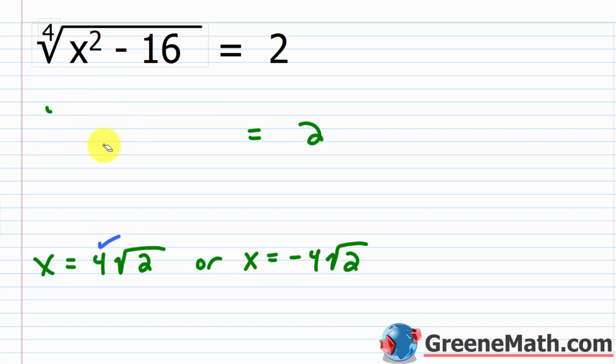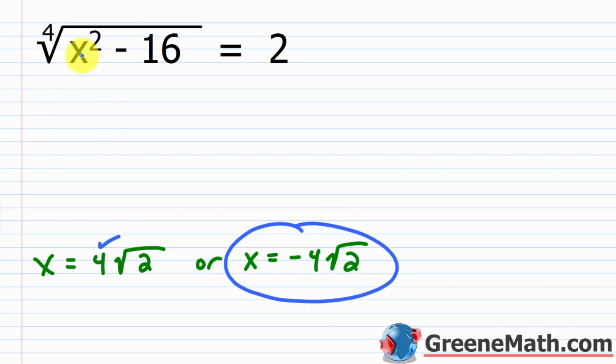Now, you're going to get the same thing when you plug in this guy right here, because the negative there gets squared. Okay? So the negative 4 times the square root of 2, if you square that whole thing, you would again end up with 32. 32 minus 16 is 16. The fourth root of 16 is 2. So this guy would check itself out as well.